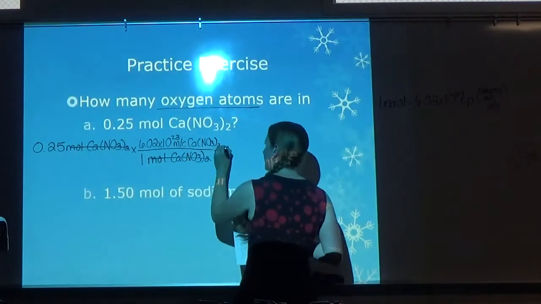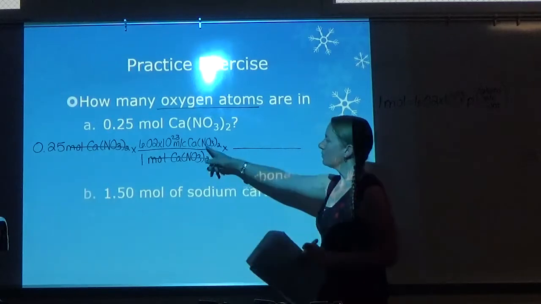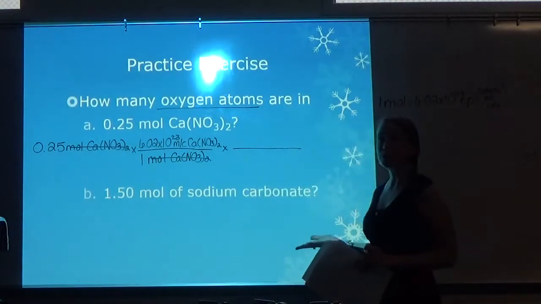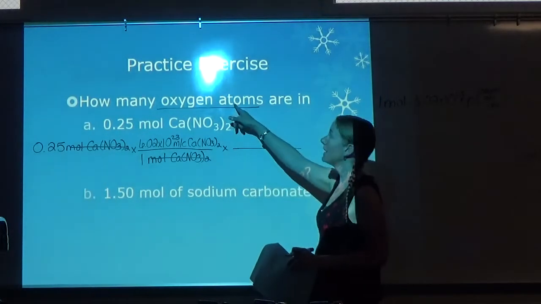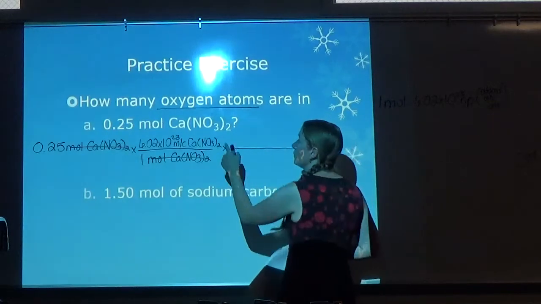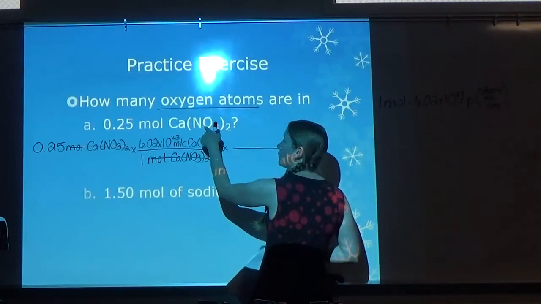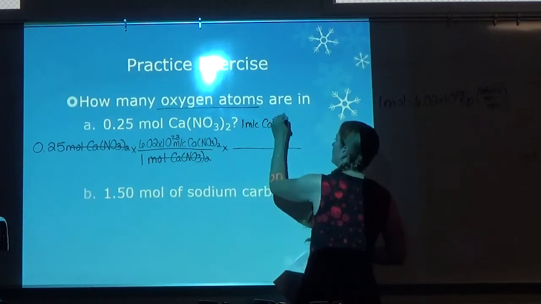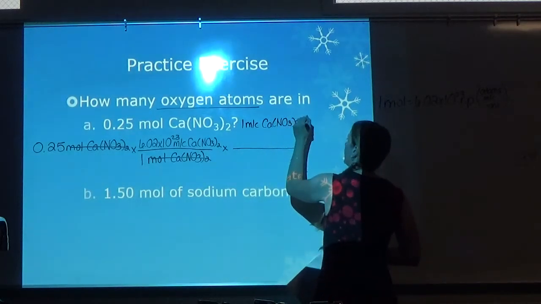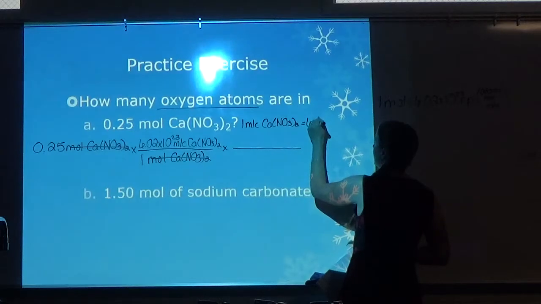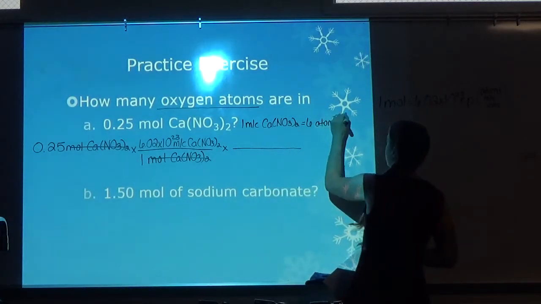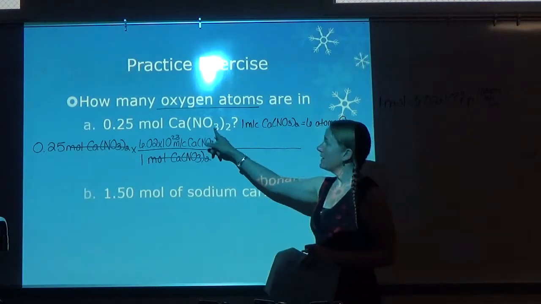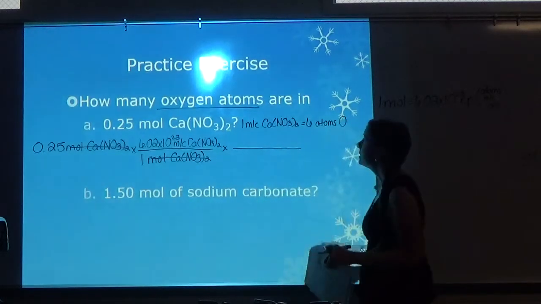So my moles cancel. But they didn't want to know how many Ca(NO3)2 I have. We want to know how many oxygen atoms. So if you look, because the 3 and the 2 both go to oxygen, one molecule of Ca(NO3)2 equals 6 atoms of oxygen. Okay, because the 3 and the 2 both go with oxygen, so it's 6.